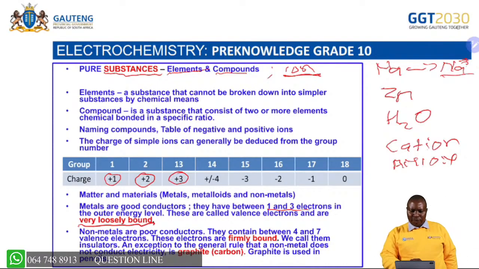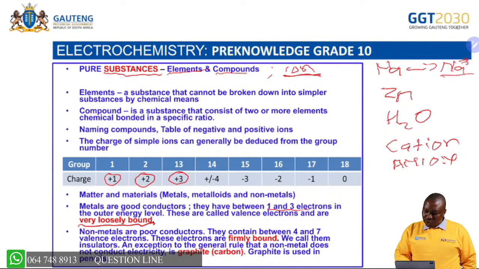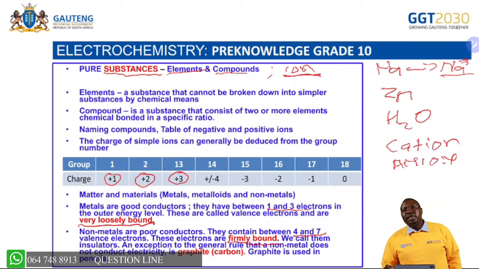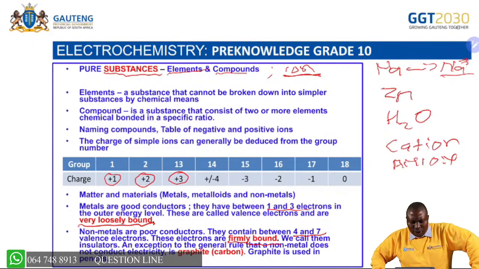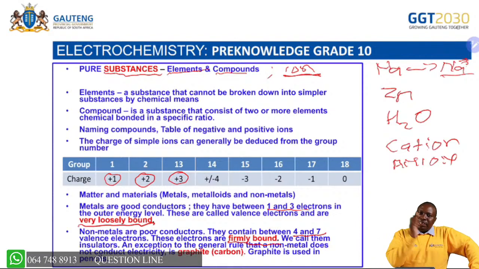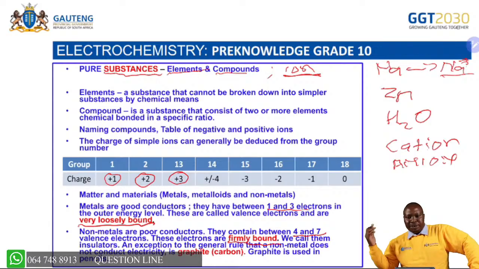Non-metals have between 4 and 7 valence electrons. This means that the electrons are firmly bound, which means it's not easy for them to lose electrons. For non-metals, it's easy to gain electrons. So most of the time, under spontaneous reaction, you will find that the metals will lose electrons and the non-metals will gain electrons.